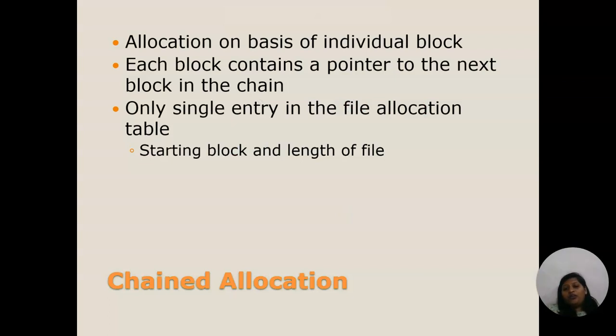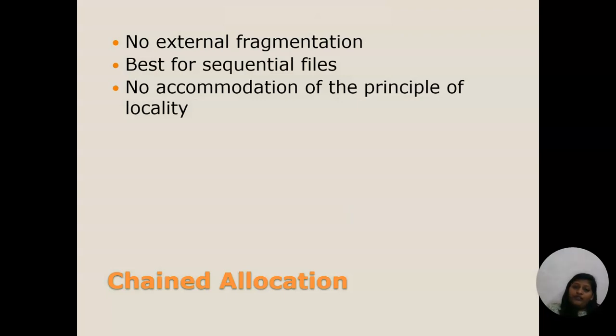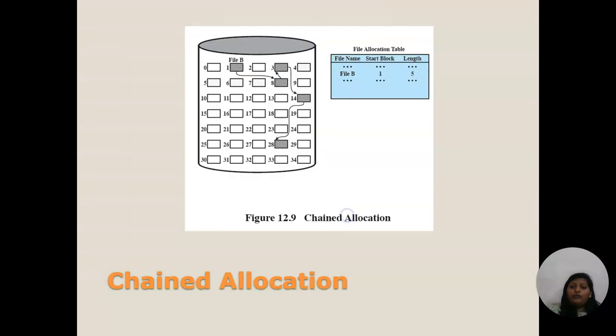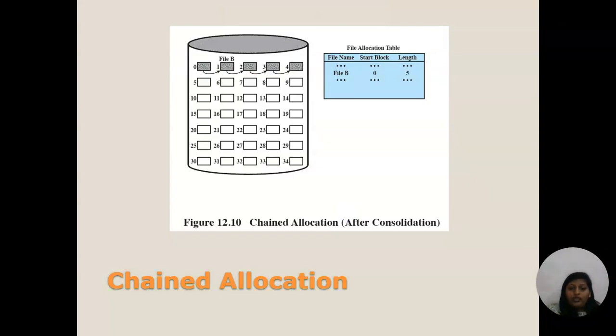Then chained allocation. Allocation on the basis of individual block. Each block contains a pointer to the next block in the chain. Only a single entry in the file allocation table, starting block and length of the file. No external fragmentation is there, best for sequential files. No accommodation of the principle of locality. So the diagram represents a chained allocation. One block is related with another block by using a chain-like structure. After consolidation, there is also chained allocation.